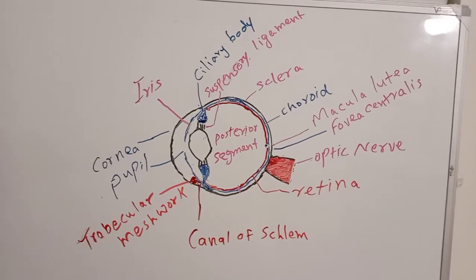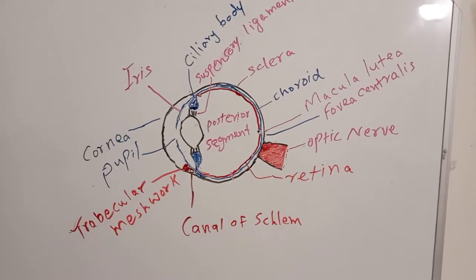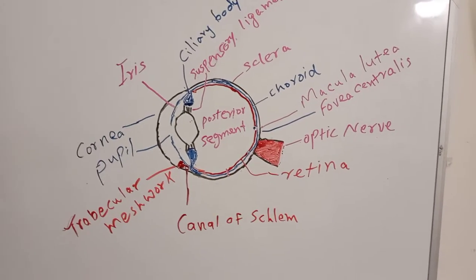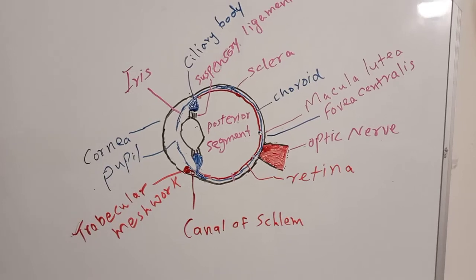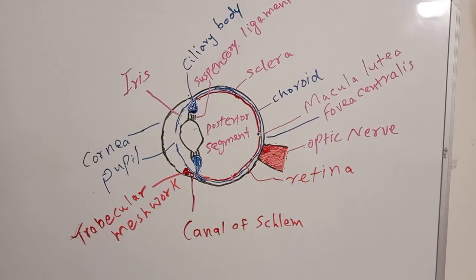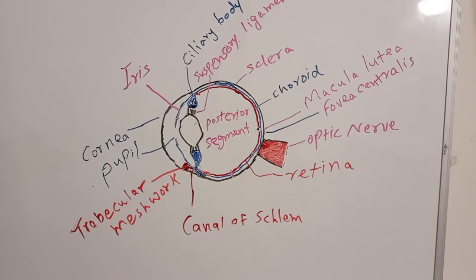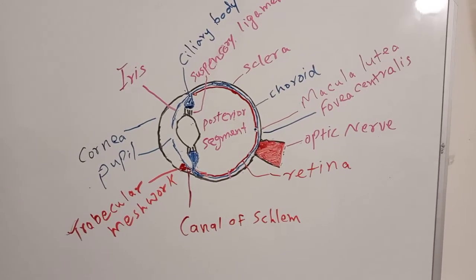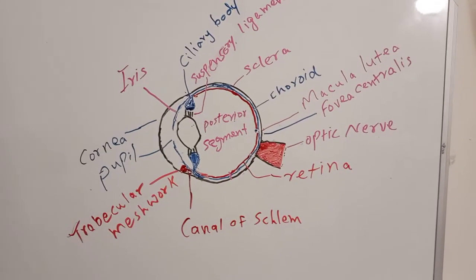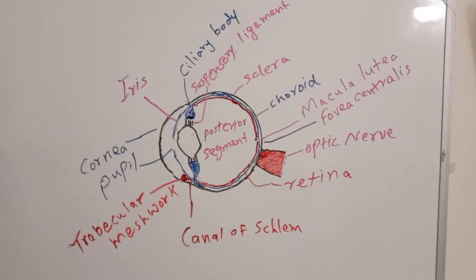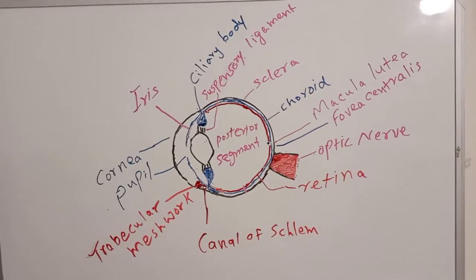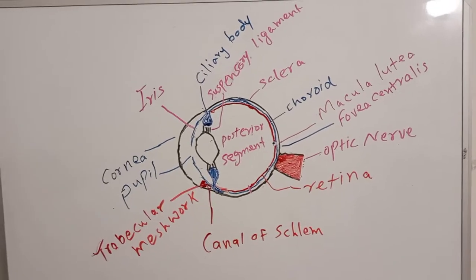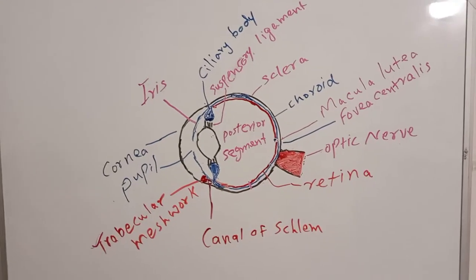The second layer is choroid, which is also known as choroid layer or choroid coat. It is opaque. Opaque means the light cannot pass through it. It has many blood vessels. Rather, it is full of blood vessels. So this is responsible to supply blood to all parts inside the eye.